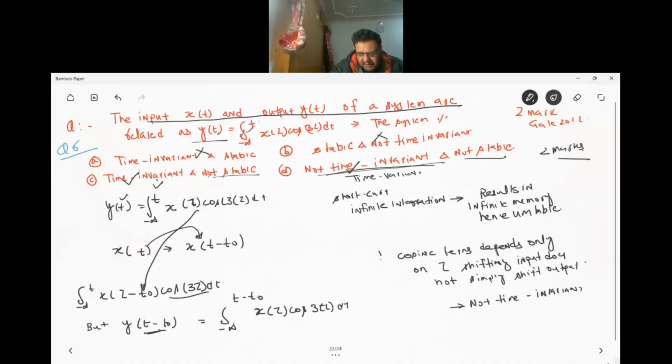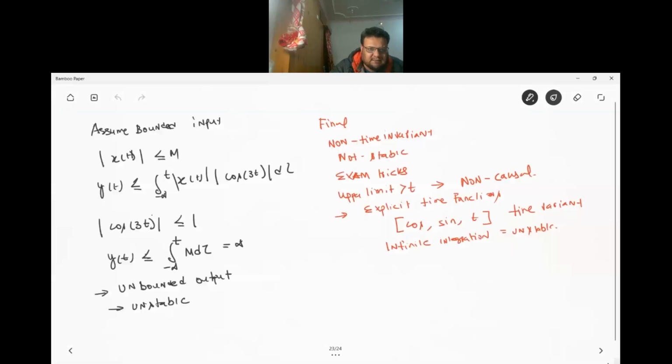It's again asked for 2 marks. If you just go through this, I've written the shortcuts also. If this is infinite integration, this results in infinite memory, hence unstable. Cosine term depends only on tau. Shifting input does not shift the output, so it is not time invariant.